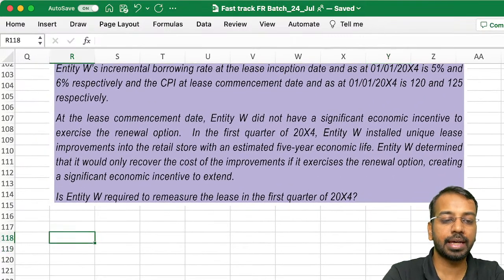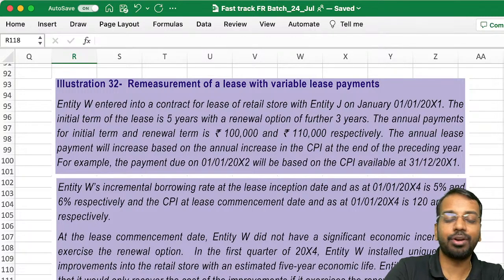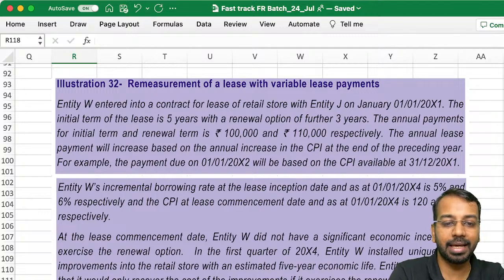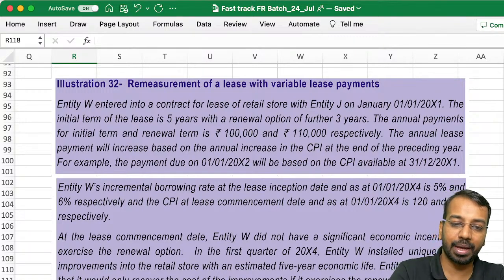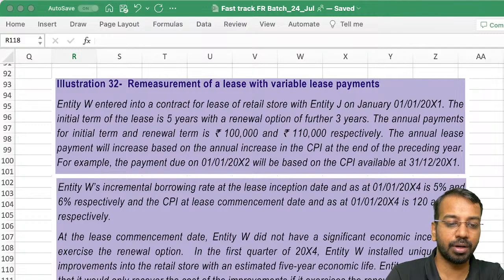Okay, so how do we calculate lease liability? See, the lease payment that is given in the question is how much? 100,000. Now 100,000 will not change. 100,000 will remain 100,000 because the CPI is available on 1st of January of year 4, which is 125. So at the beginning, on 1st of January, that is lease inception, it is 100 only. So the lease liability that we calculate will be considering 100,000 only.